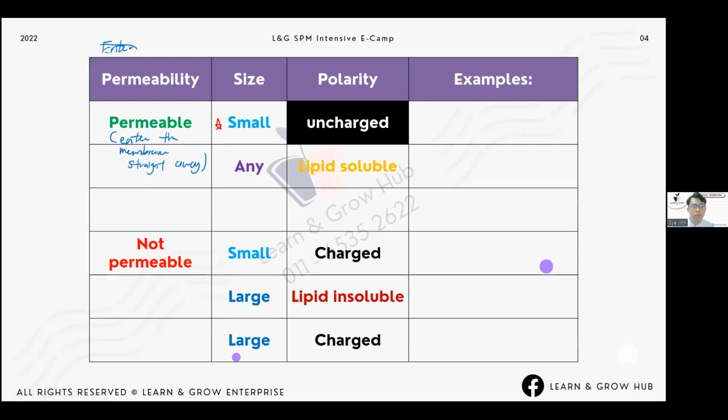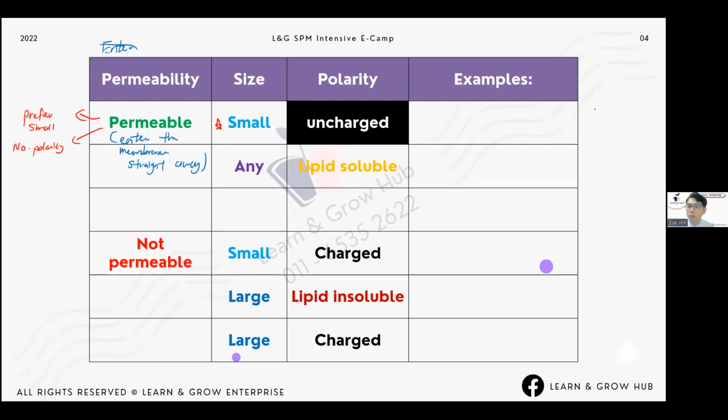Normally for permeability, they prefer small molecules. And then secondly, polarity. Okay, so what is polarity? They say it is uncharged, no polarity. Okay, what is the reason?